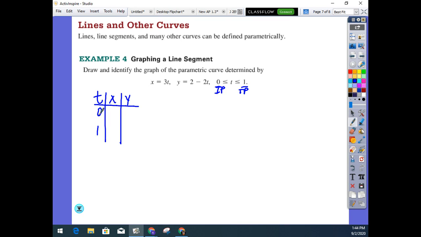So I'm going to plug 0 in for my t. So 3 times 0 is 0. Plug 1 in for t. 3 times 1 is 3. Those are my 2 x coordinates.